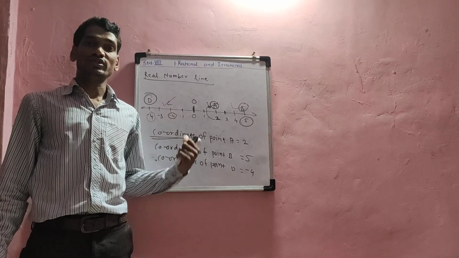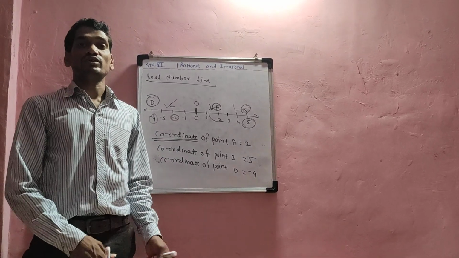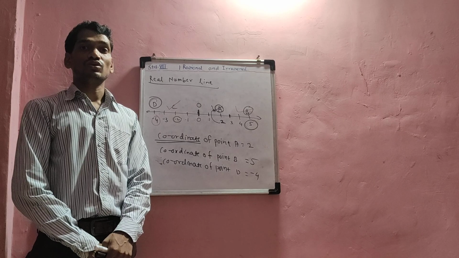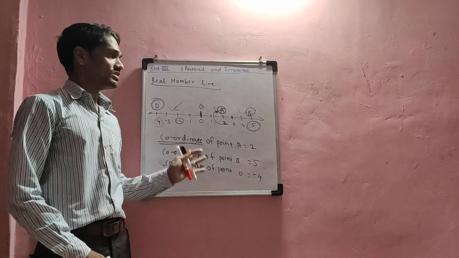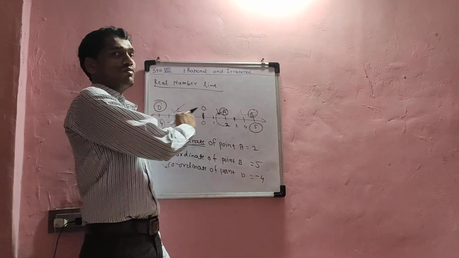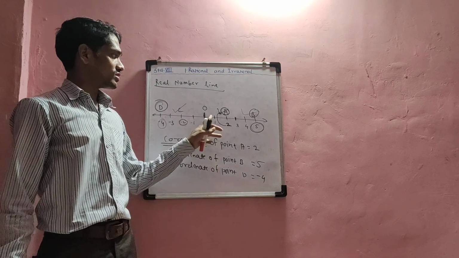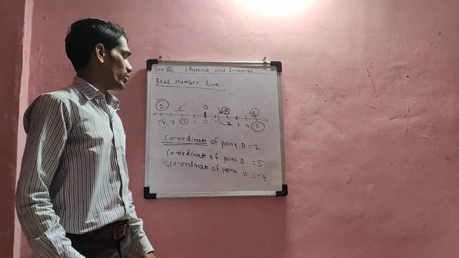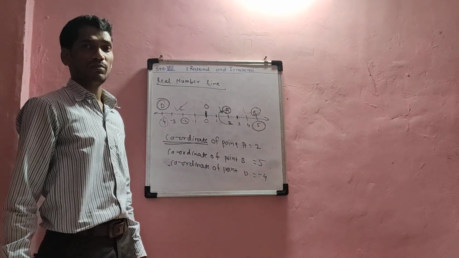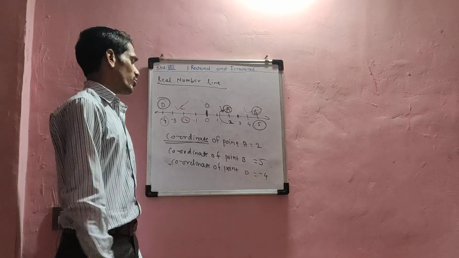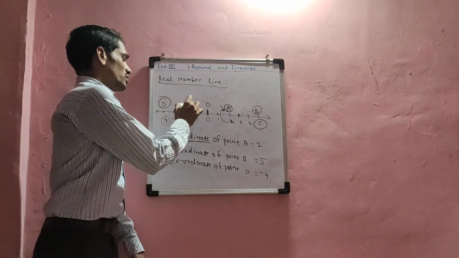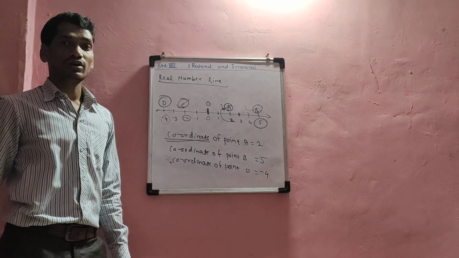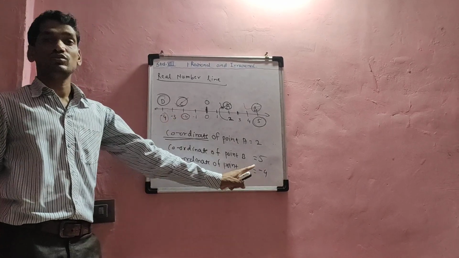In the first exercise, this type of question is there, so you can solve it easily. We are given the number line, so you can check this. Just check the points and numbers. So if I ask the coordinate of point C, where is the point C? Here. So what is the coordinate? -2. Clear?